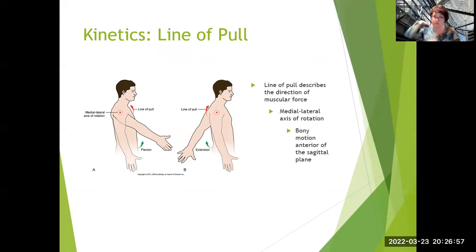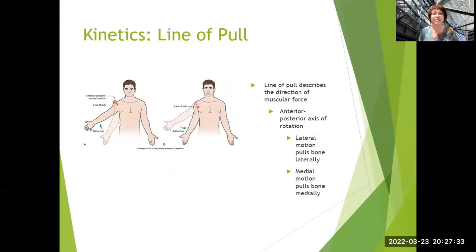On the posterior side, the posterior deltoid is posterior to the axis. When it contracts, it causes extension. So for all of the different motions in the body, we can determine the muscle action that causes that motion by determining the line of pull. And we can determine the line of pull by knowing the origin and insertion of each muscle. So if we know the origin and insertion of each muscle and what joint it's related to, we can determine the line of pull and what the action of the muscle is.